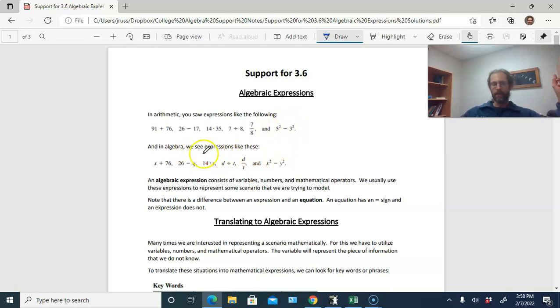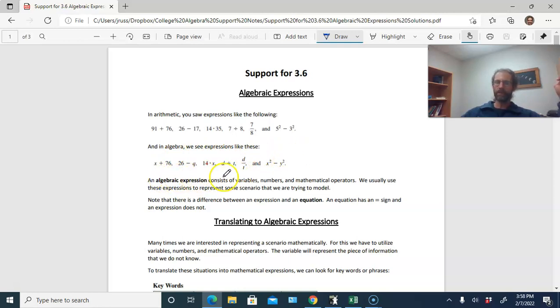And then, you know, these are algebraic expressions down here. They're called algebraic because they have variables. So x plus 76 is an example. D divided by t, or x squared minus y squared. These are all examples of algebraic expressions.